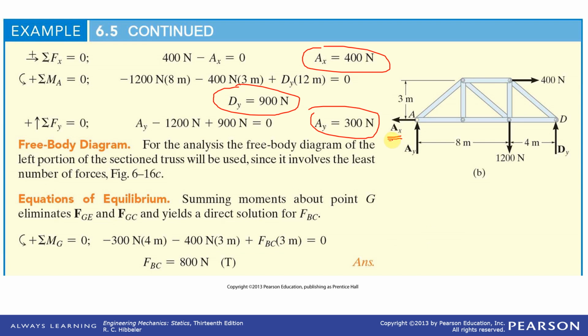My sign is different because I drew my arrow in just the reverse. So my number is going to be negative. And with that, I'm going to end this video here and go the rest of the way. The book's going to do the diagram of the left portion of the truss, since it involves the least number of forces. Which, hey, simplify the problem if you can. Next video.